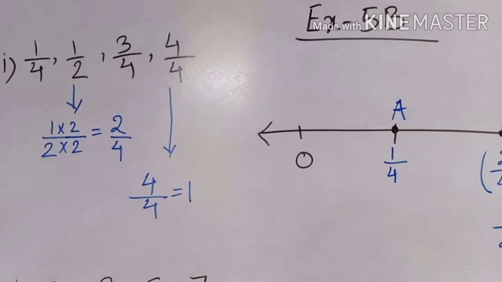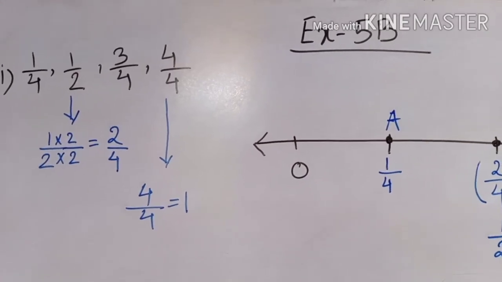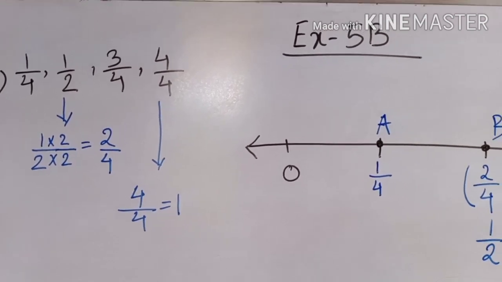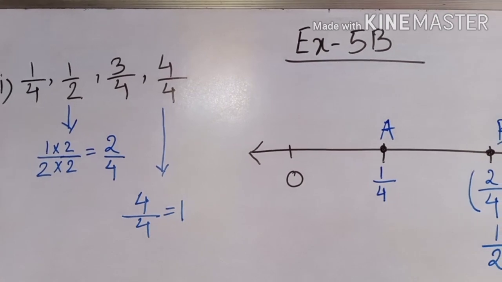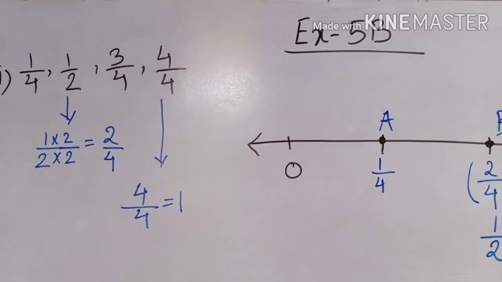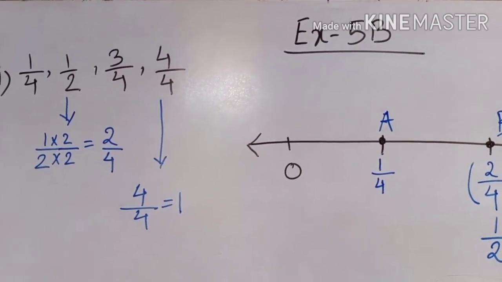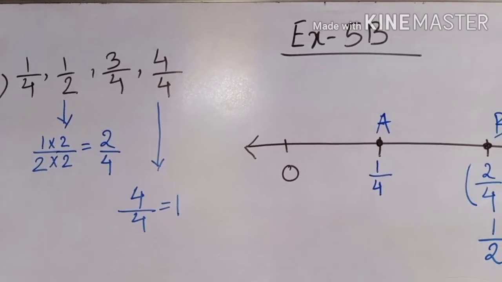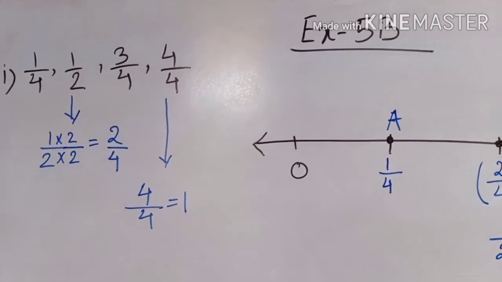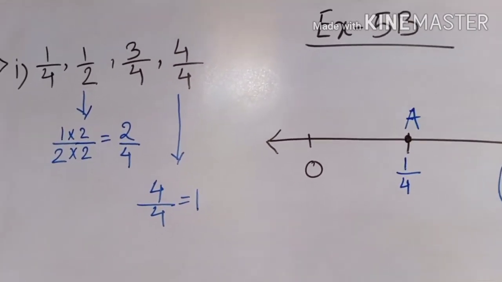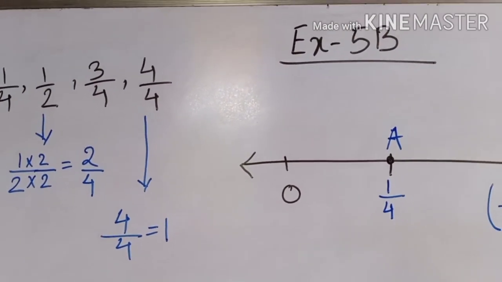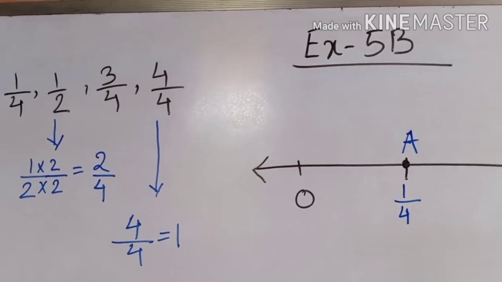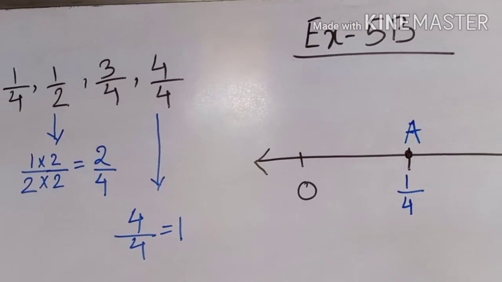Okay. Question number 8. We have to represent 1 by 4, 1 by 2, 3 by 4, 4 by 4 on a number line. So 1 by 2, half. If we change it into denominator 4, what will we be doing? We will be multiplying both the numerator and the denominator by 2. So 1 into 2 is 2 and 2 into 2 is 4. So 1 by 2 is also 2 by 4. And 4 by 4, 4 divided by 4 means 1.